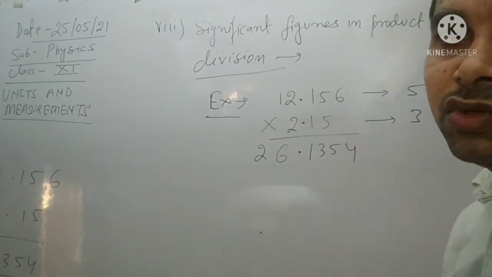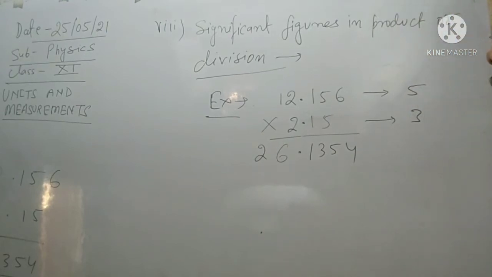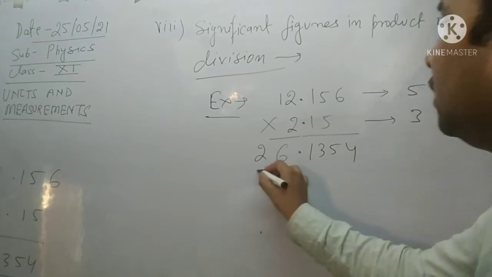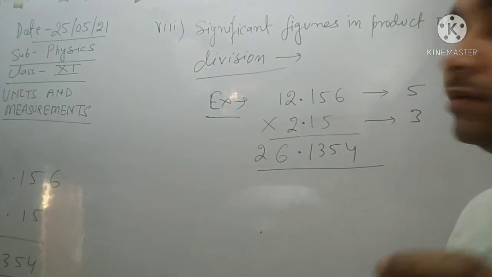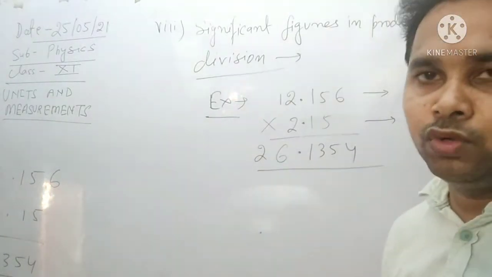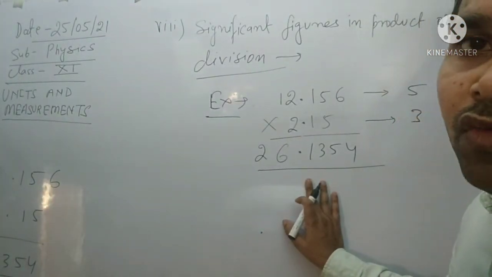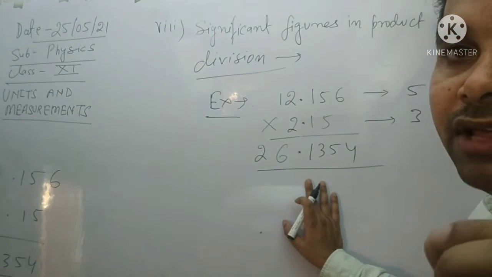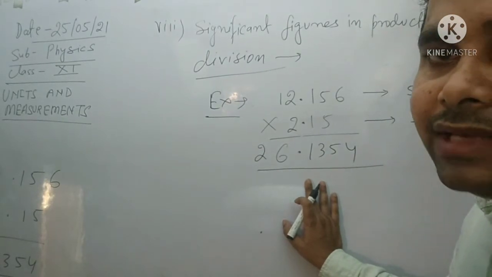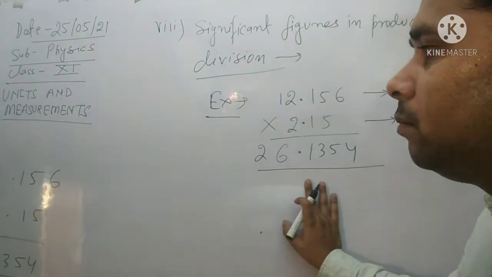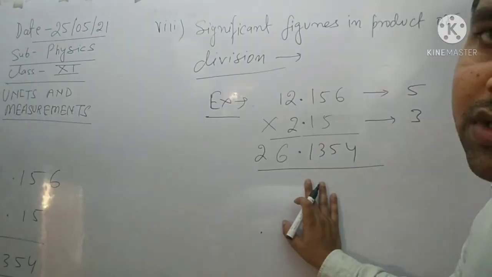This is the product of these two, 26.1354. And now see, the result should be reported. The rule says that this result should be reported with the same number of significant figures as that of the original number with minimum significant figures.